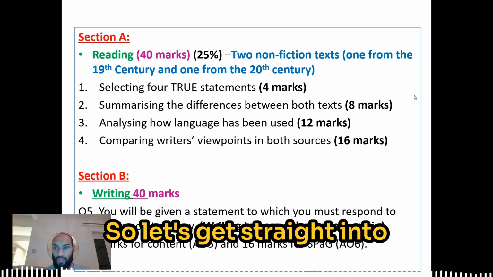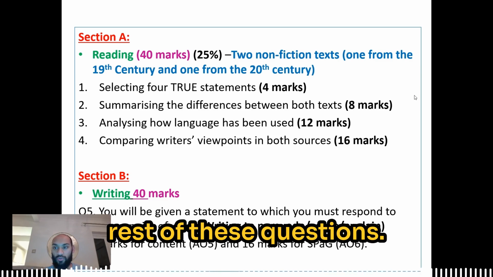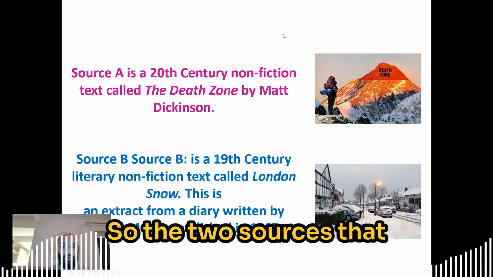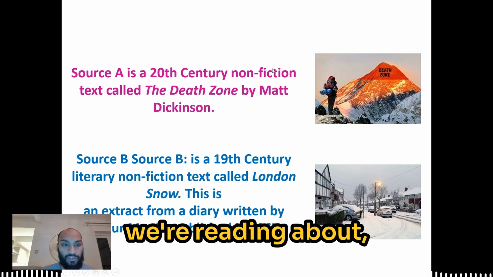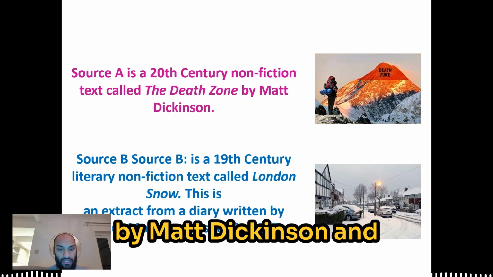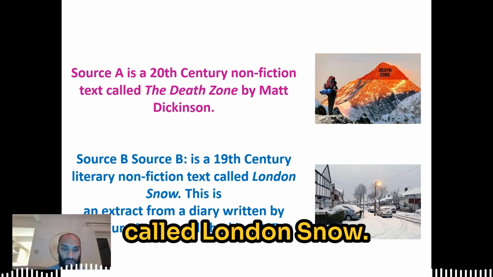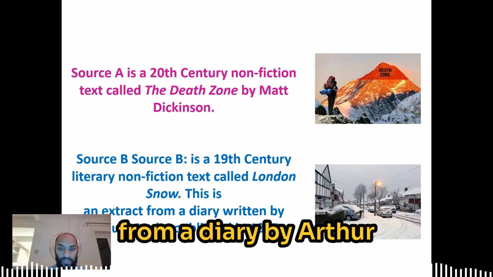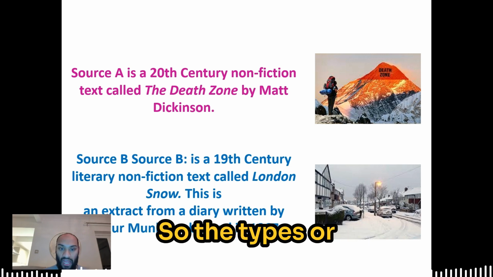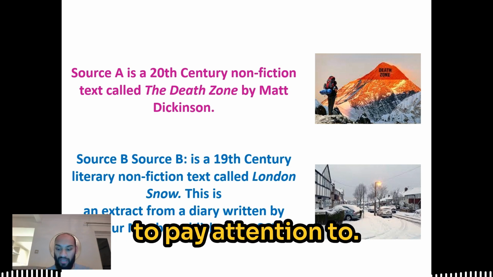So let's get straight into question 1, because the other videos in my series will cover the rest of these questions. So the 2 sources that we're reading about. Source A is a 20th century non-fiction text called The Death Zone by Matt Dickinson. And source B is a 19th century literary non-fiction text called London Snow. This is an extract written from a diary by Arthur Mumby, published in 1867. So the types or the format of the sources are different. That's something to pay attention to.